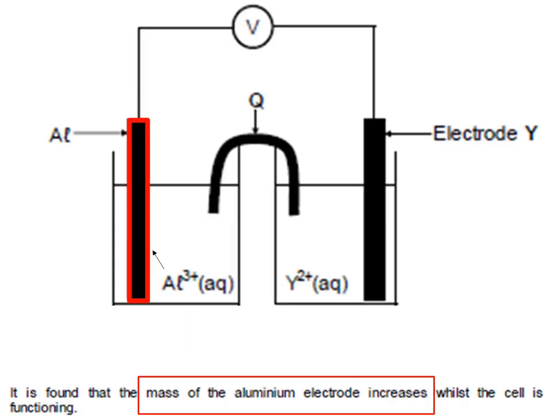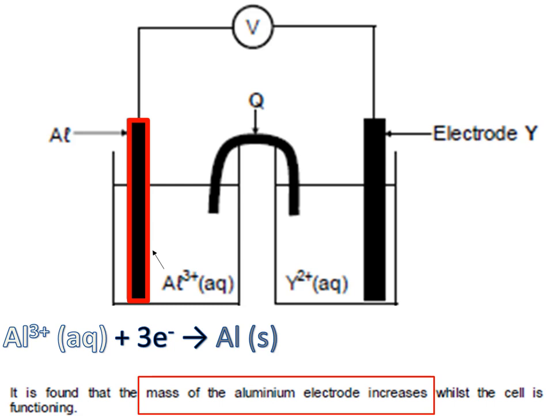We're told that the mass of the aluminium electrode increases, so we know that it must be this half reaction that's happening here, because only this reaction would increase the mass of the electrode as aluminium is deposited on the electrode. Solid aluminium is deposited on the electrode.